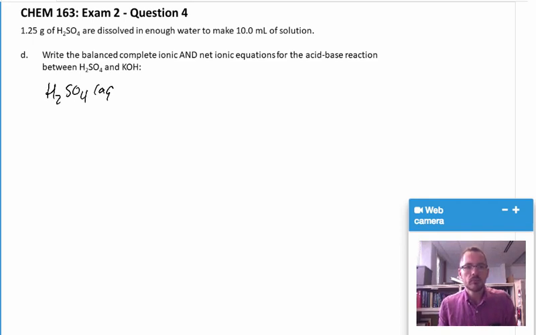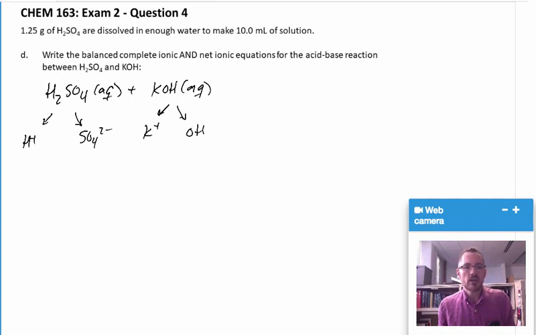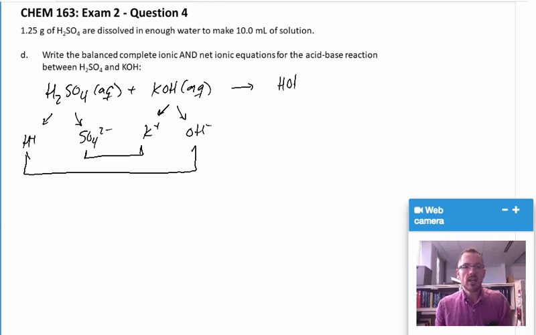So we're dealing with an H2SO4 aqueous solution plus our potassium hydroxide solution. I'm going to break these up into our ions to work with. So we have our protons, we have our sulfate ions, we have our potassium ions, and we have our hydroxide ions. And since this is a net ionic equation, we are going to reshuffle our ions. So our products are going to be our H positive with our OH negative, and then our potassium with our sulfate. So our products should be HOH and K2SO4.